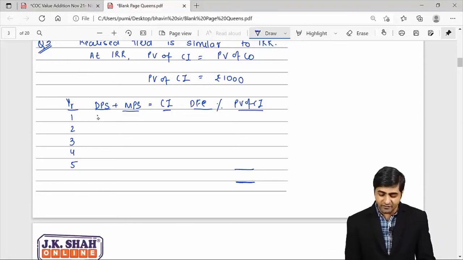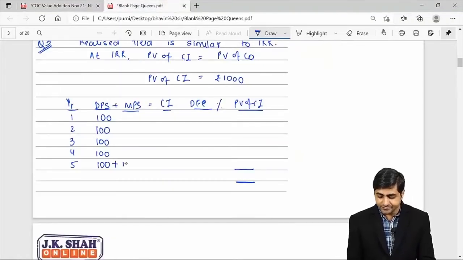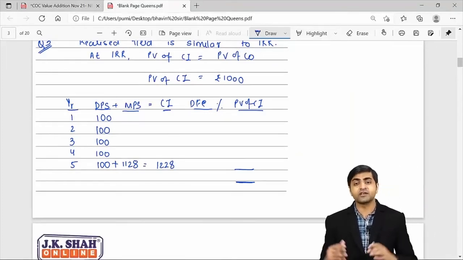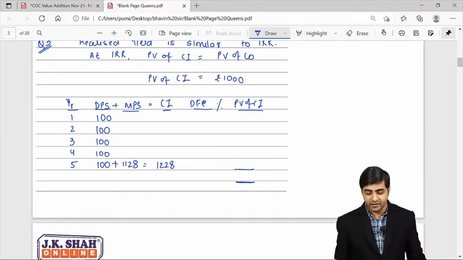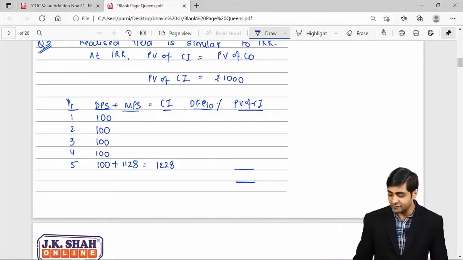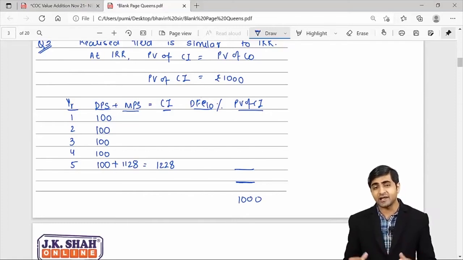So guys, your dividend per share will be 100, and the market price at the end of the 5th year will become 1128. So this will be 1228. Okay, and guys, now using your trial and error method, we can start this particular discounting at the rate of, let's say, 10%, and just check whether we are getting present value of cash inflow as 1000 or not. So if we get the present value of cash inflow here as 1000, then can I say that 10% is nothing but the realized yield? Come on, yes or no?